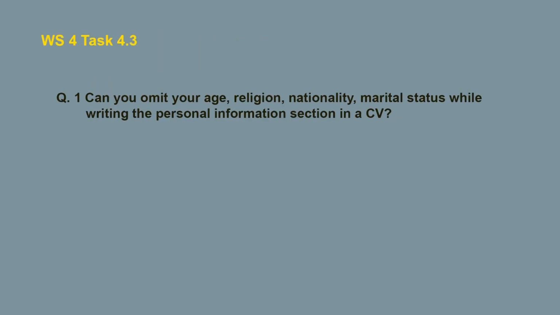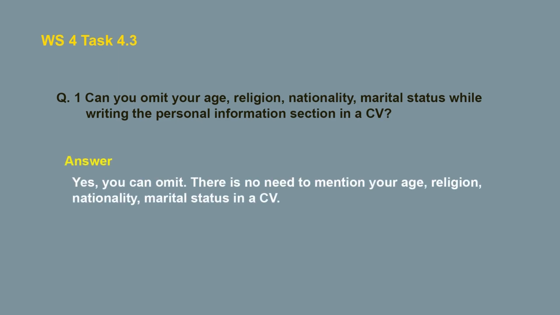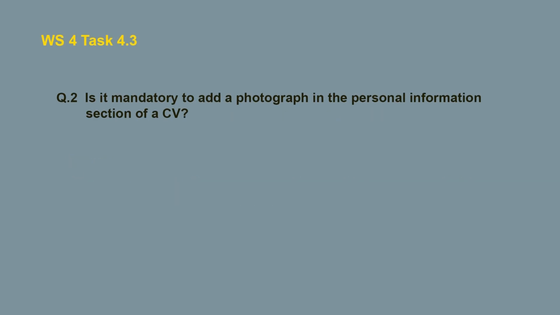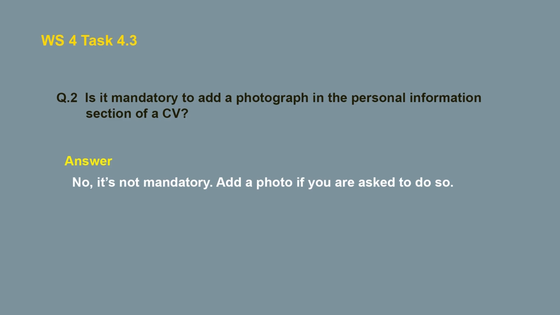Question number 1. Can you omit your age, religion, nationality, marital status while writing the personal information section in a CV? Answer: yes, you can omit. There is no need to mention your age, religion, nationality, marital status in a CV. Question number 2. Is it mandatory to add a photograph in the personal section of a CV? Answer is no, it's not mandatory. Add a photo if you are asked to do so.